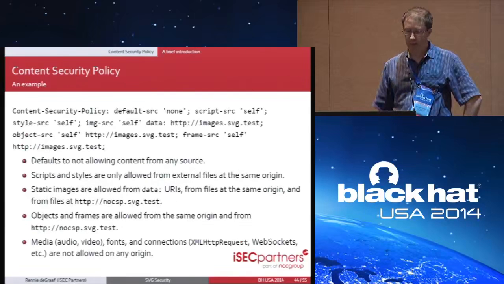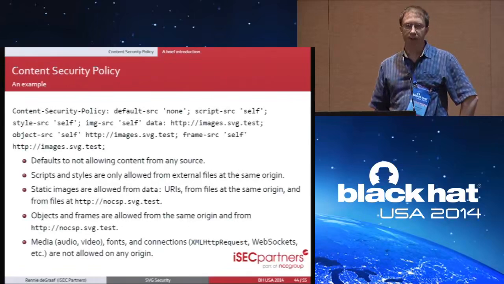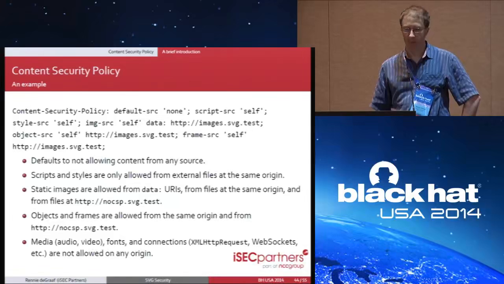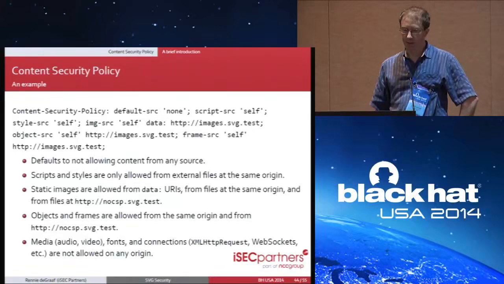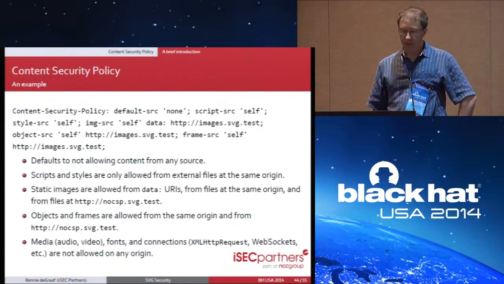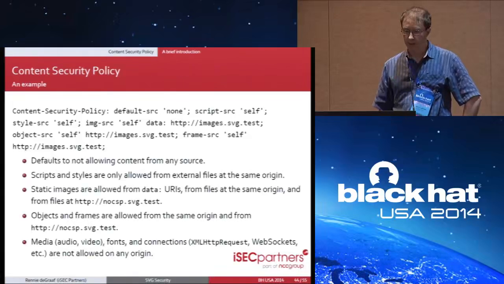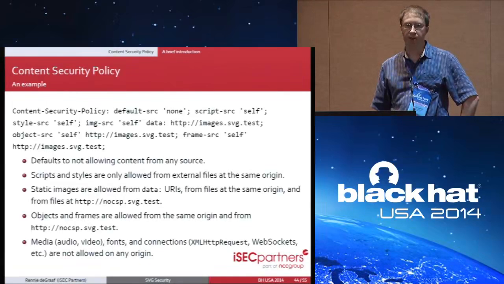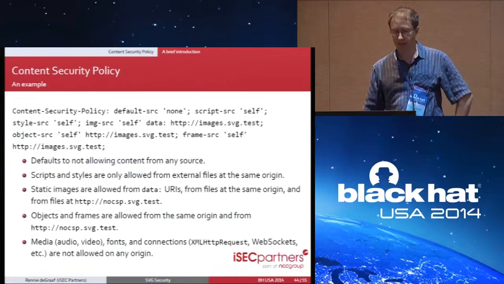So here's an example. First off, I set default source to none, which means that any policies that aren't overridden later on default to not being allowed from any origins. Then I set script source and style source to self, meaning that scripts and style sheets are only allowed to be loaded from external files at the same origin. Inline scripts and styles aren't allowed. Then I use image source to restrict locations for images, the static images, to self, so the same origin, data URIs, and one specific other origin, images.svg.test.